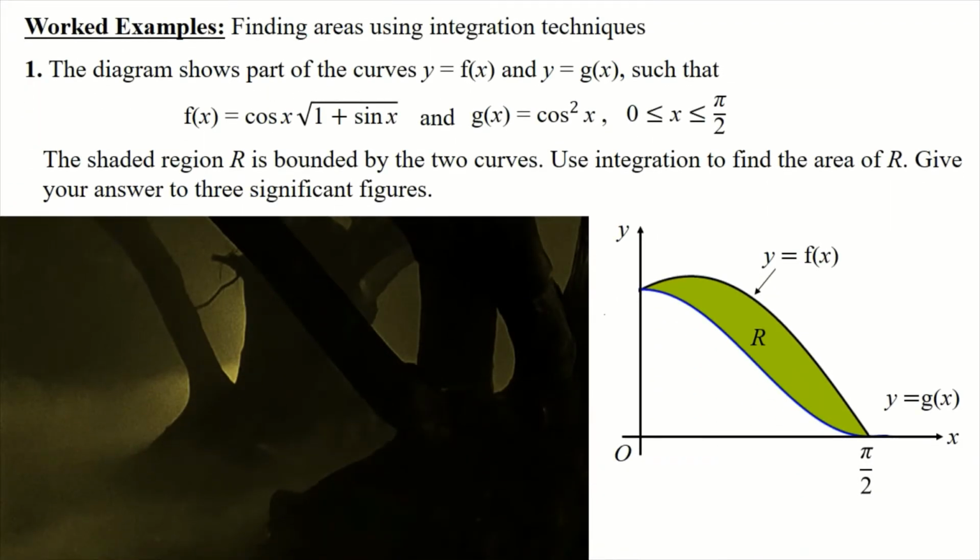Our first worked example is to find the bounded area R between the curves y equals f of x and y equals g of x. f of x is equal to cos x multiplied by the square root of 1 plus sin x, and g of x is equal to cos squared x. Both curves have domain between 0 and pi over 2 inclusive. You may recognise these two functions from the preparation task. So with the integration done, our main focus will be on the reasoning behind finding the bounded region R.